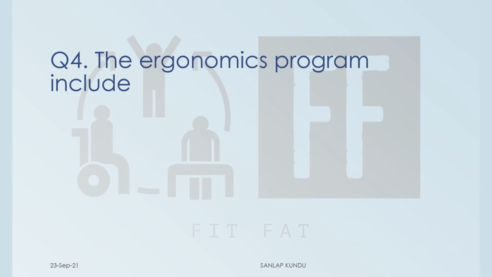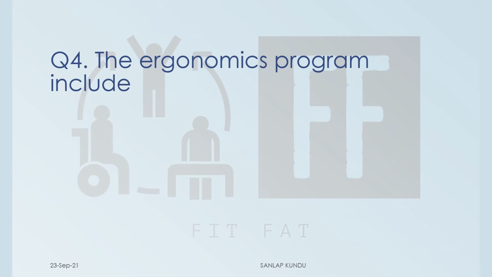The question number 4: the ergonomics program includes. Now before seeing the options, let's talk about what an ergonomic program is. An ergonomic program is a systemic process that communicates information to ensure that adequate and feasible solutions to ergonomic risks can be implemented to improve the workplace.